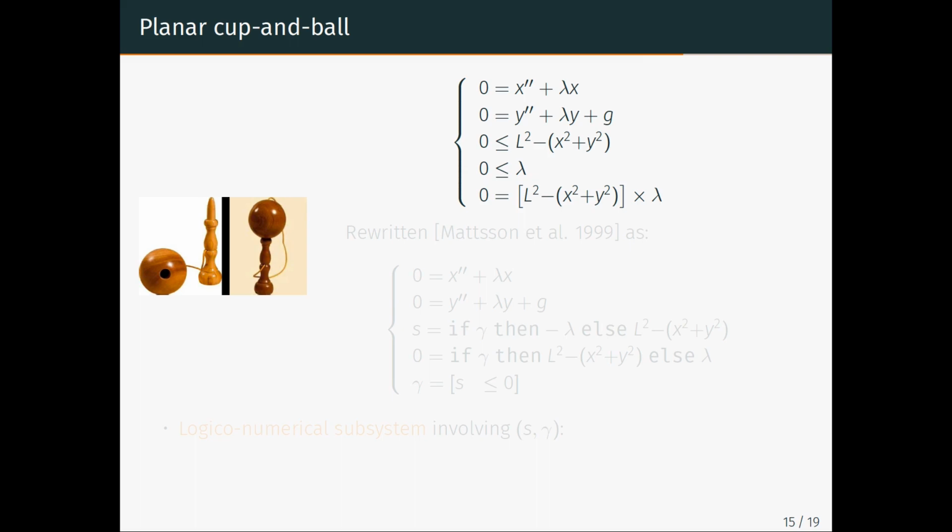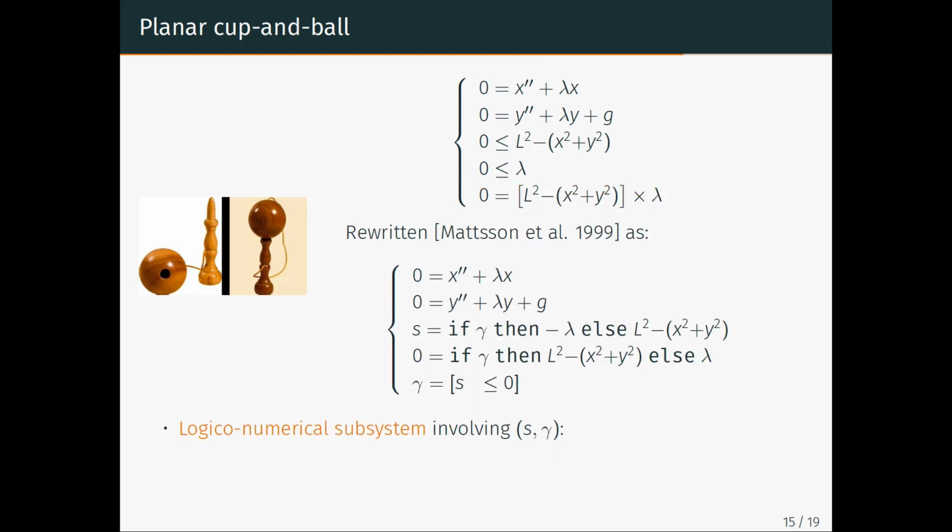As a result, we have a complementarity condition involving the three variables of the model. The distance between the mass and the origin cannot be greater than the length of the rope. The tension in the rope is non-negative, and this tension can be different from zero only when the rope is straight. This system can be rewritten as a multimode DA system by using a parameter S and a Boolean mode variable gamma. This introduces a logical numerical constraint between these two variables.